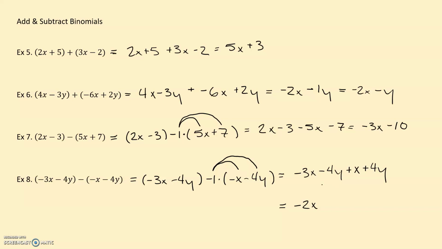Next, we combine like terms. So -3x plus x will give me a -2x, and then -4y plus 4y would give me 0. Those cancel each other out. So you could say plus 0 here, but I think it's better to just leave that blank. Plus 0 is the same as not doing anything at all. So let's go ahead and take a look at these last set of examples here.